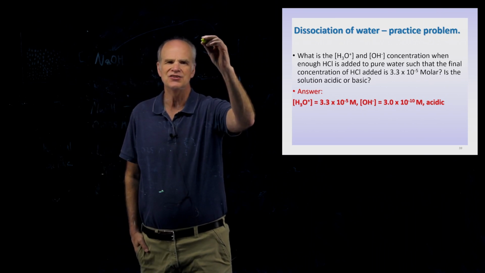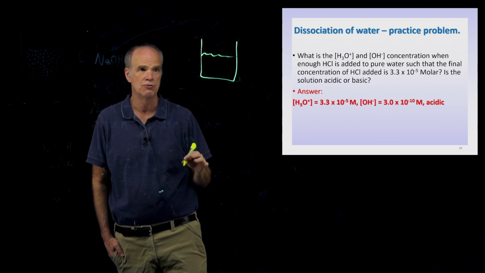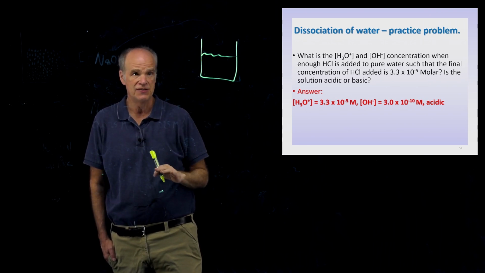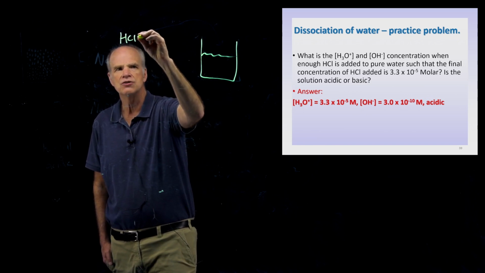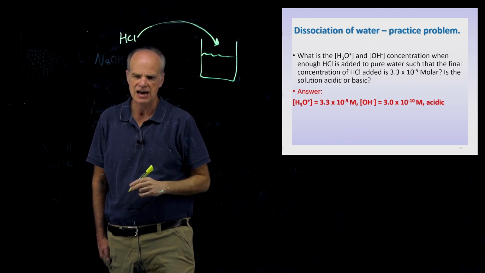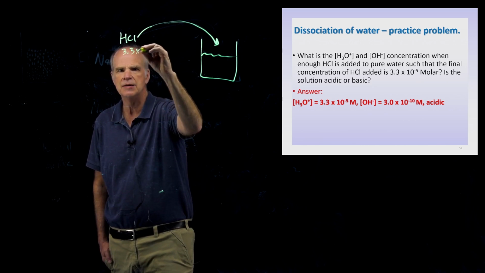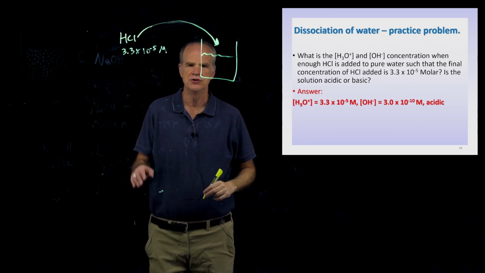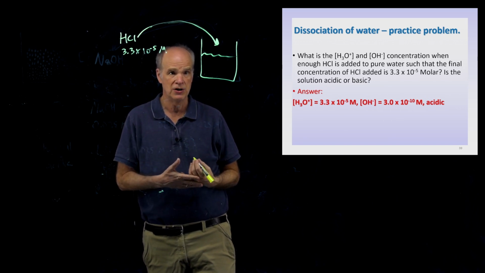Here it's kind of similar in that you start out with a beaker of neutral water where the hydronium and hydroxide are both 1 times 10 to the negative 7. But unlike the previous problem where we added sodium hydroxide, here we're adding hydrochloric acid. They give you the amount of hydrochloric acid you're adding, 3.3 times 10 to the negative 5 molar. So what you have to do is figure out the hydronium concentration and the hydroxide concentration. Let me work through how you do that.